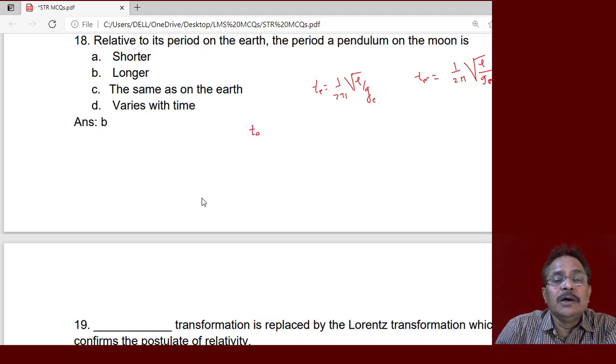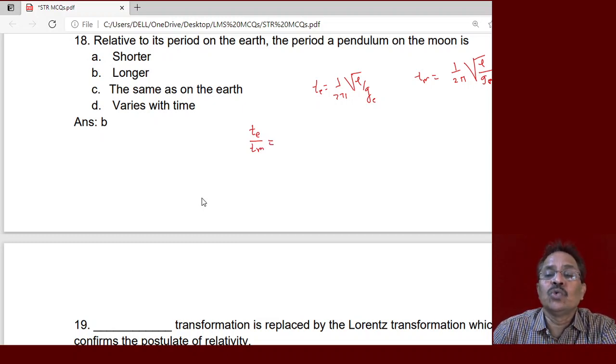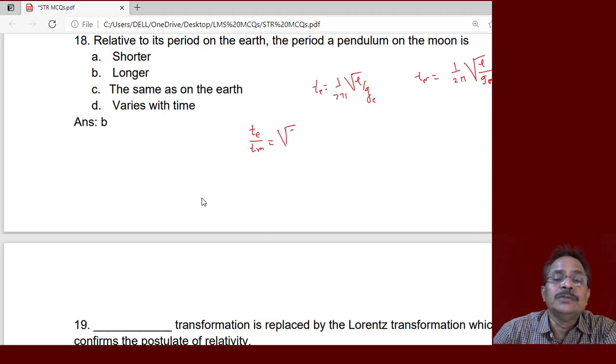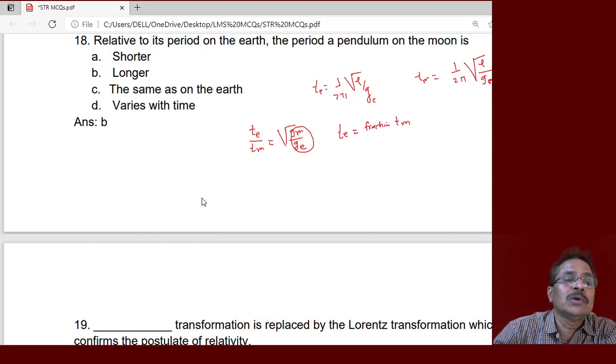Then T earth divided by T moon, if calculated, the 2π root L will get cancelled, and you will directly get root of g_M upon root of g_E. We know that the gravitational acceleration of the moon is much smaller compared to the earth, so this number is going to be a smaller number. This is going to be a fraction all the time, and therefore T_E is equal to some fraction times T_M.